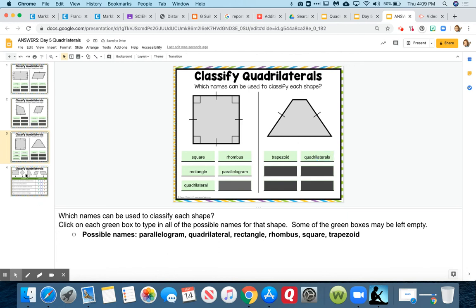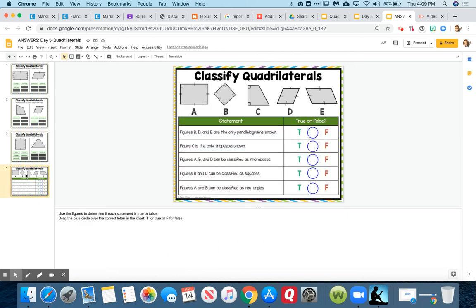Okay, and then our last slide here is classifying quadrilaterals. So we're going to look at them and say true or false. If it's true, we'll move the circle to true. If it's false, we'll move it to false. So, figures B, D, and E are the only parallelograms shown. Well, I know that A is a rectangle, and I know rectangles are also parallelograms. So I can say that that is false.